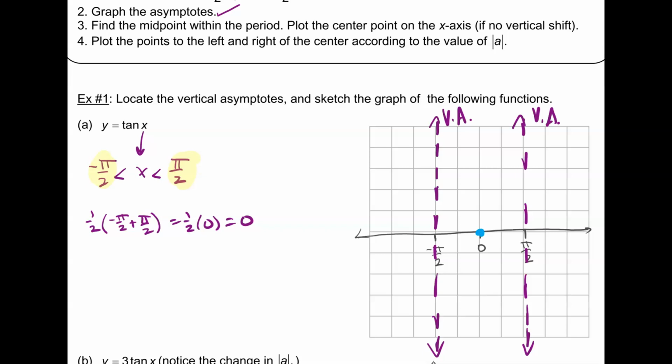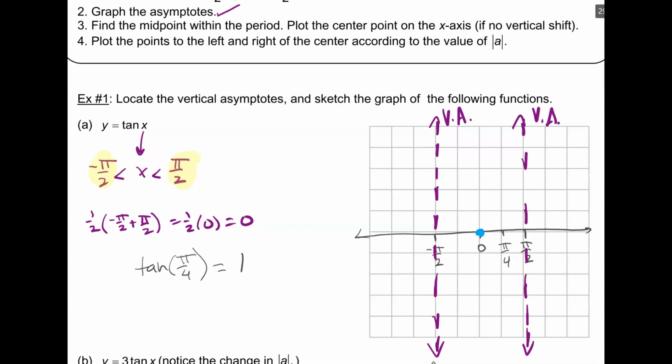And then I want to plot the points, the left and right of the center, according to the value of a. What's halfway between 0 and pi over 2? What's halfway? Pi over 4. Okay. What is tangent of pi over 4? Literally tangent of 45 degrees.